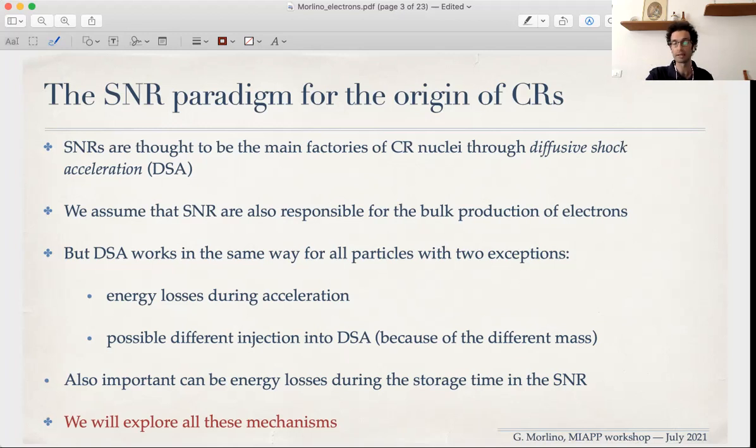in two possible mechanisms: the energy losses during the acceleration process, and a possible difference in the injection of particles from scratch into the DSA. Also, it is important to take into account the energy losses that electrons can suffer during the storage time in the supernova remnant. So we will explore these mechanisms.